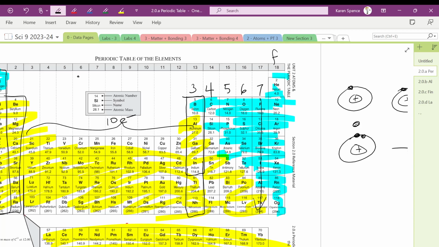They're technically in between groups 2 and 3, but we don't call them group anything, really. Okay, so the lanthanides and actinides, we don't give them group numbers. Okie dokie, back here we go.